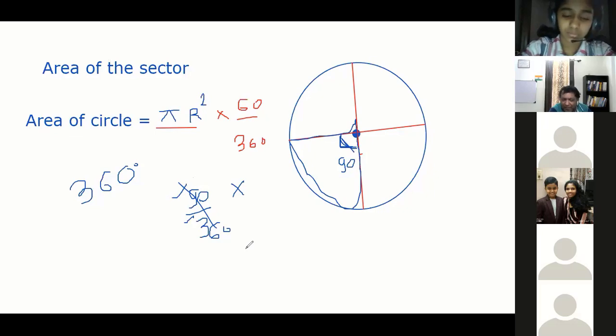Getting it, everybody? Yes, sir. The angle of this, 90 degrees, by this one. Instead of 90, if it is 60, then 60 by 360. If the angle is 40, 40 by 360. If the angle is 10, 10 by 360. That's it.